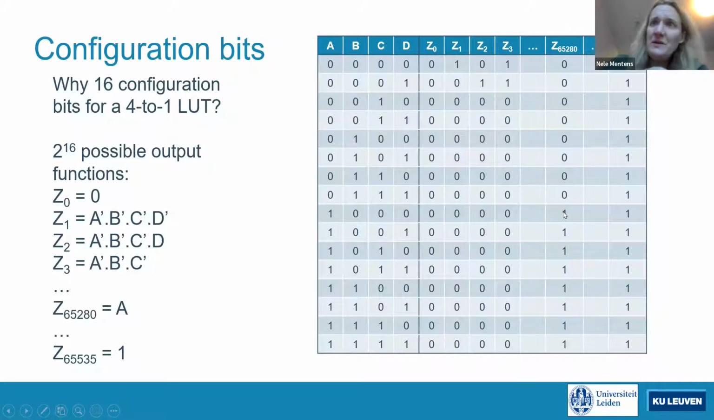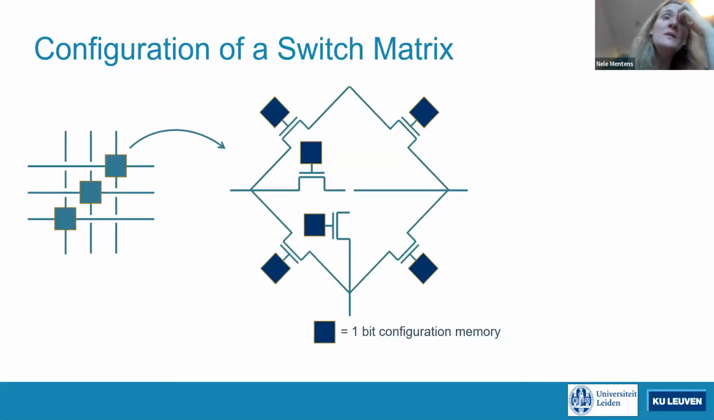Somewhere in between, where we have half ones, half zeros, this output actually always corresponds to the input A. So this function is just A. And in the same way, we can make any kind of logic function with 4 inputs and 1 output. We also use the configuration memory bits in the switch matrices to determine which lines should be connected to each other.